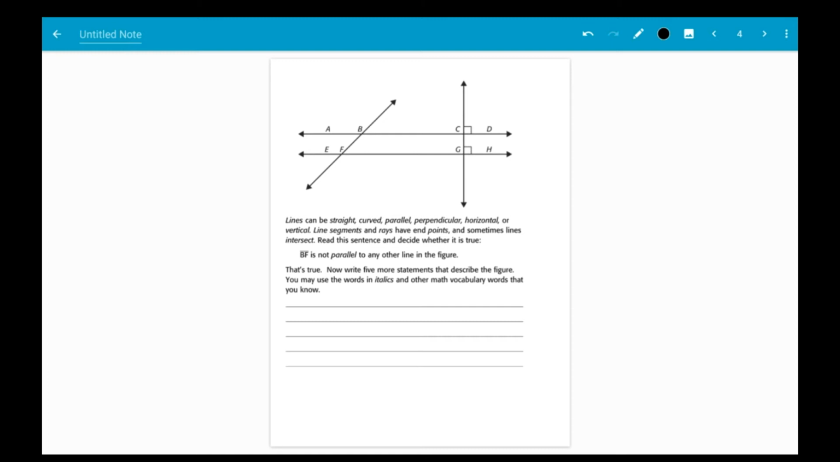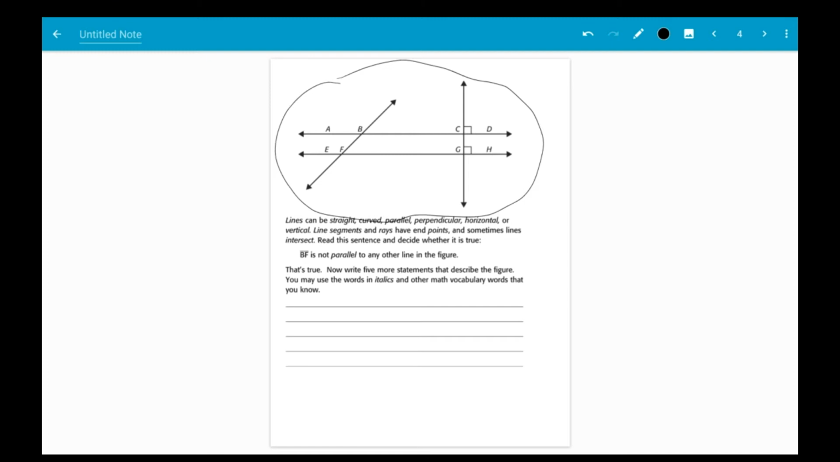This word problem I've noticed has been very tricky for a lot of the fourth graders, so I'm going to go over it, okay? Let's look at this diagram over here, and let me just read the little snippet that they have here. Lines can be straight, curved, parallel, perpendicular, horizontal, or vertical. Line segments and rays have endpoints and sometimes lines intersect. Read the sentence and decide whether it is true.